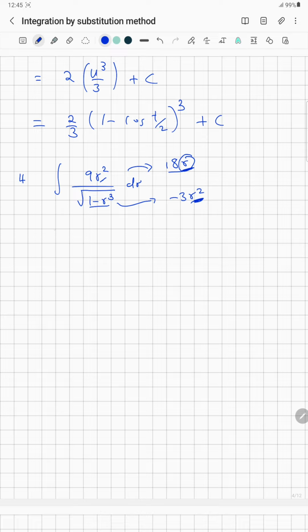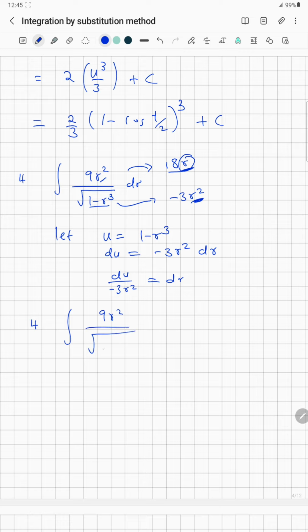So the best substitution will be to let u equals 1 minus r cubed, so that we get du equals minus 3r squared dr that way. So that we have du over minus 3r squared equals dr. We can do that substitution. This one will give us, we integrate 9r squared square root of this, the whole of this is u, multiplied by du over minus 3r squared.